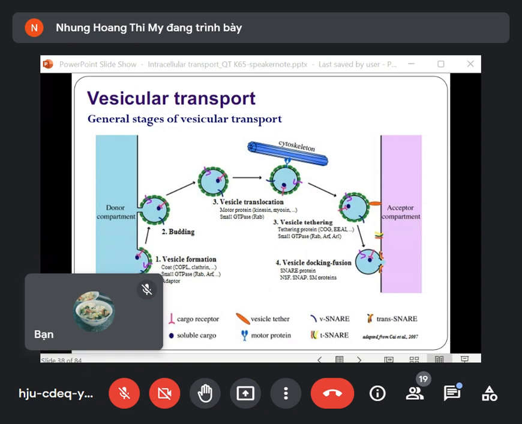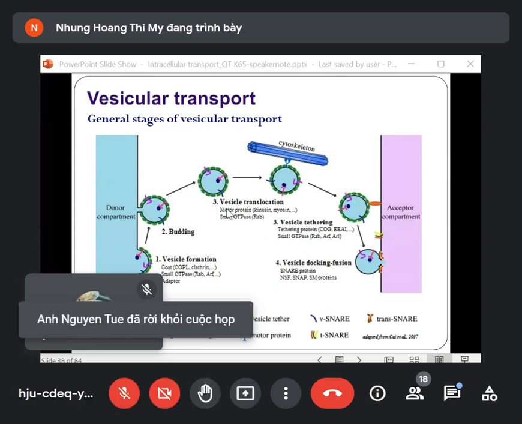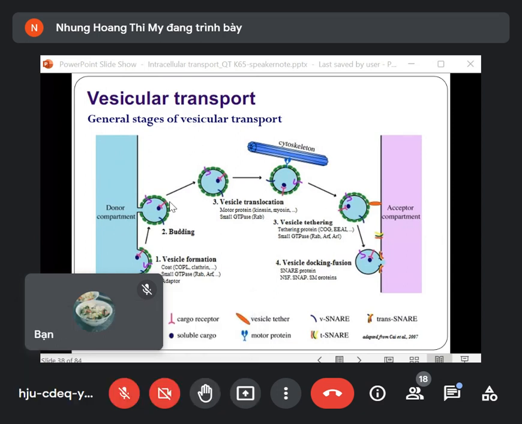Okay, so the third step in the vesicular transport is the vesicular translocation. You can imagine, after the cargo is put on the vesicle, this vesicle will be transported through the cytoplasm from the donor compartment to the acceptor compartment. Just like in our life, when you put the cargo on the trucks, the trucks will carry the cargo to the other place.